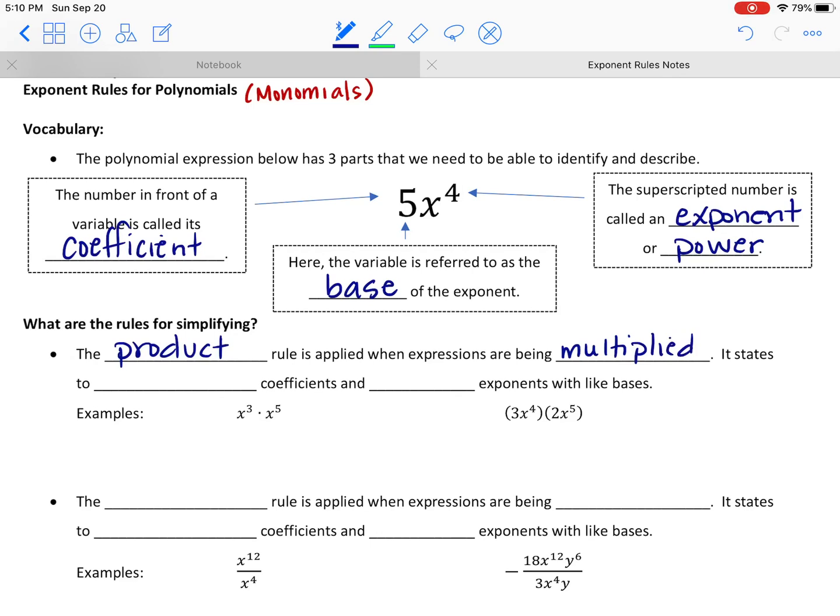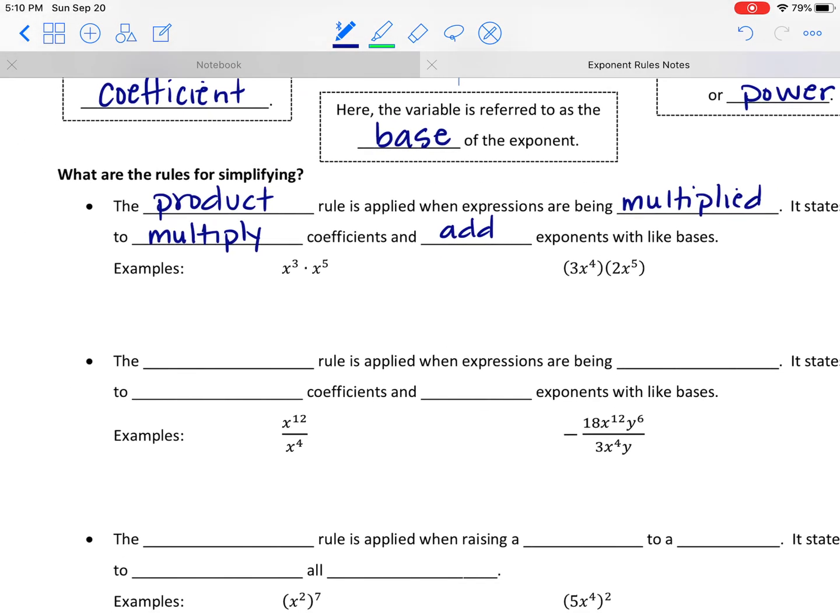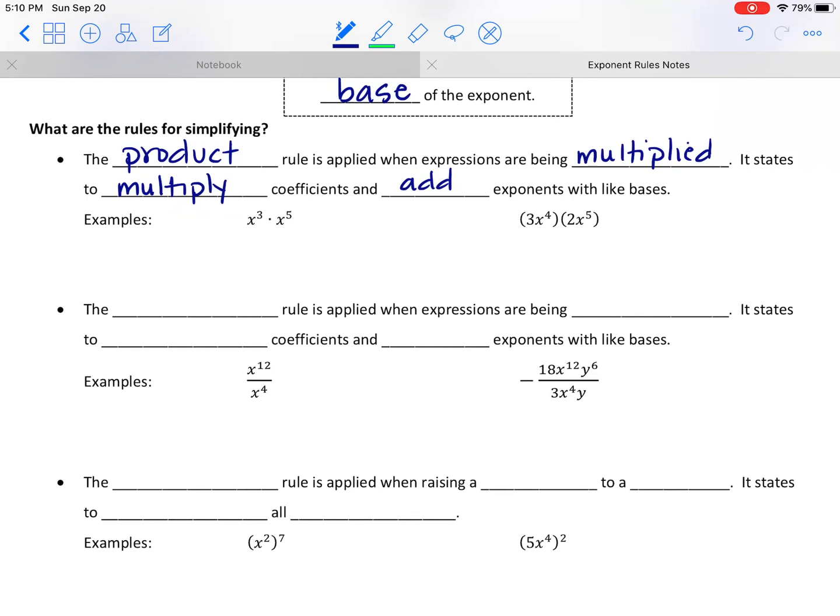When you are multiplying two monomials, we are really just going to multiply the coefficients. What we do with the exponents is we add them. And we're going to be adding exponents that have like bases. So I can add x's with other x's, or y's with other y's, or z's with other z's, etc. So x to the third times x to the fifth is going to be x to the 3 plus 5, which is 8 altogether.